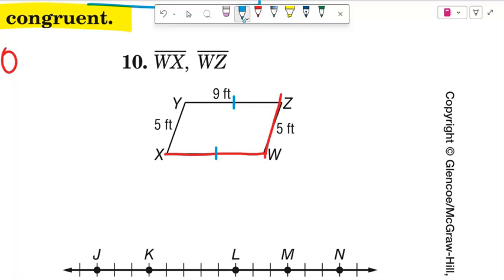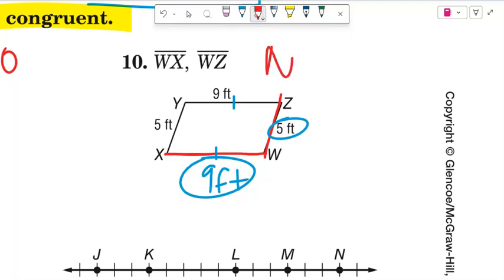Go ahead and make a note of that in your notes, however you'd like to do that. Just tell yourself next to that definition of congruent, the tick marks on a figure tell us that those sides are congruent. So if the segment YZ is 9, the top of that shape is 9 feet, then this is also 9 feet. And it asks us for WX and WZ. No, they're not congruent.